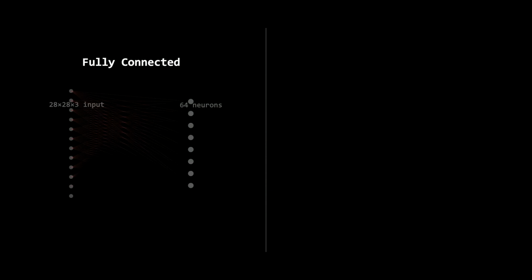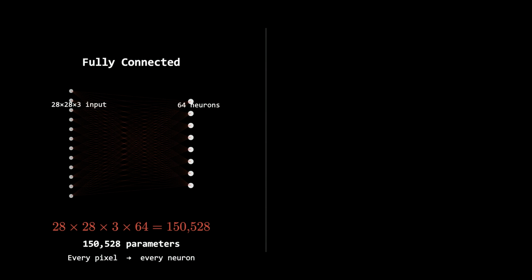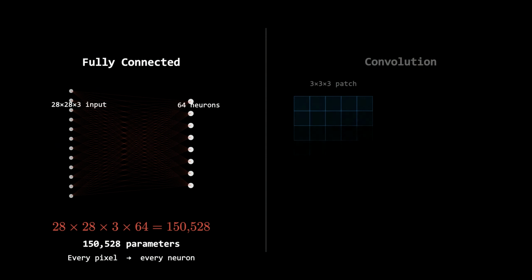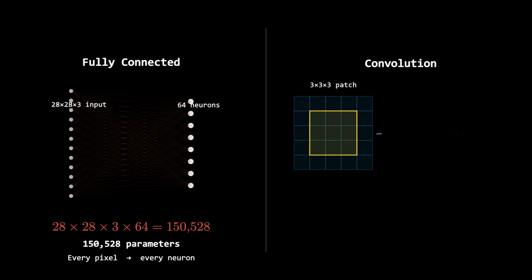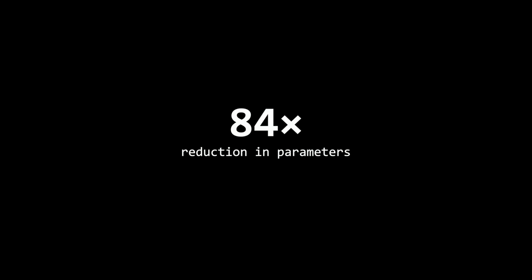Consider the alternative. A standard fully connected layer on a 28 by 28 by 3 color image with 64 output neurons requires 28 times 28 times 3 times 64, which equals 150,528 parameters. Every pixel connects to every neuron. Massive, wasteful. A convolutional layer doing the same job, 64 kernels, each 3 by 3 across 3 channels, needs 64 times the quantity (3 times 3 times 3, plus 1), which equals 1,792 parameters. That's an 84 times reduction, and the output is richer. 64 full spatial feature maps, not 64 scalar values.